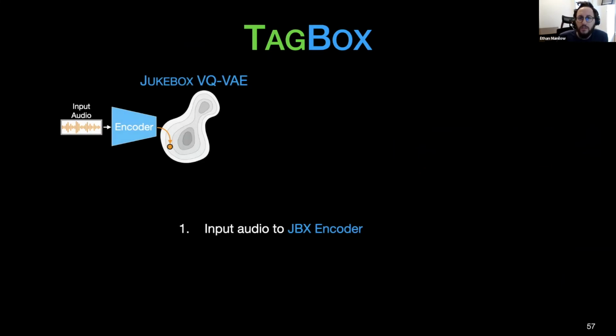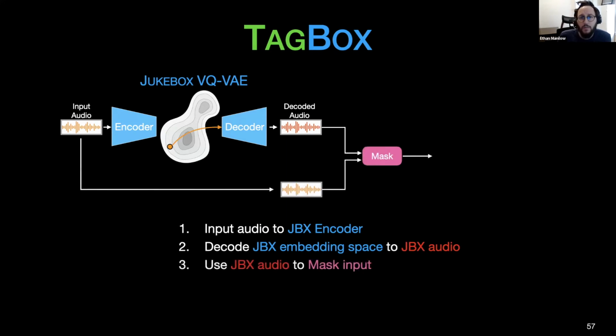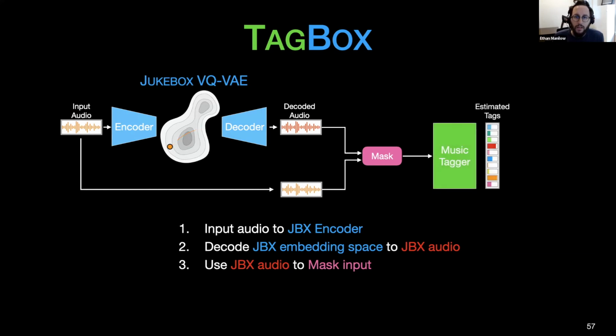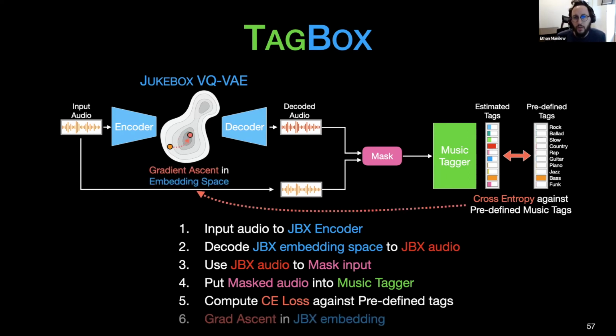First, we're going to put the mixture into JUKEBOX's encoder and get a location in its embedding space. Then we decode this location back into audio. We're then going to use this JUKEBOX decoded audio to apply a mask to the input mixture. This keeps JUKEBOX from generating audio wildly because we're restricting it to only removing audio information from the input mix. We then pass this masked audio into the music tagger and compute a loss between the current tags and our predefined source tags. We use that loss to guide gradient ascent in the embedding space of JUKEBOX. We do this over and over again until we're satisfied with the output.